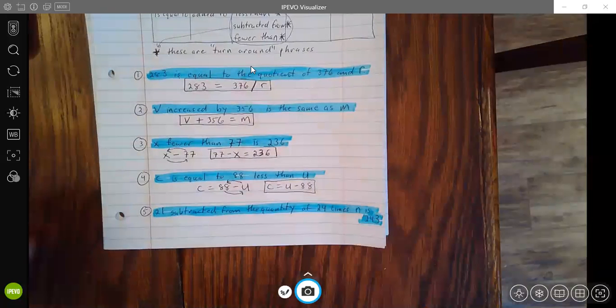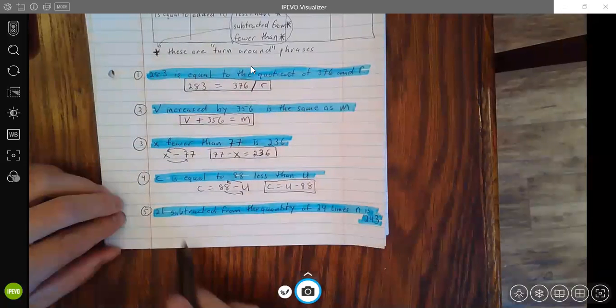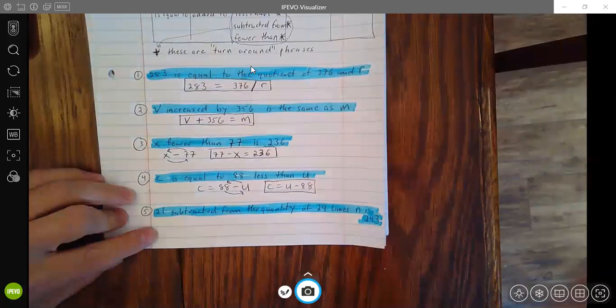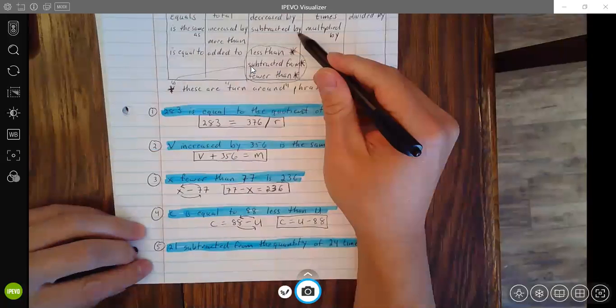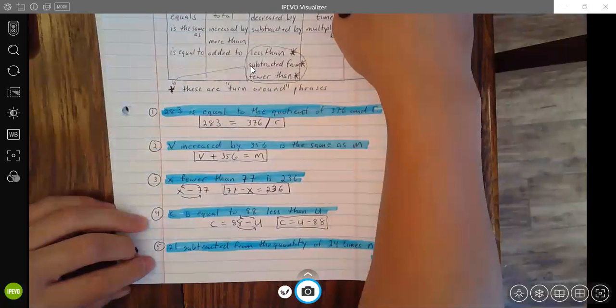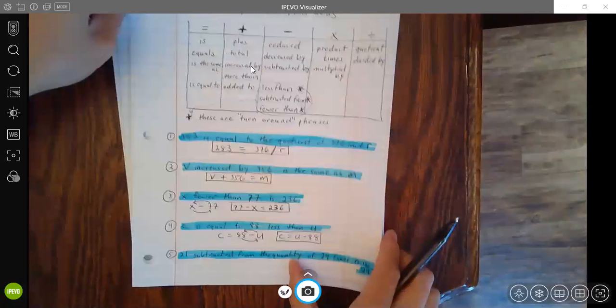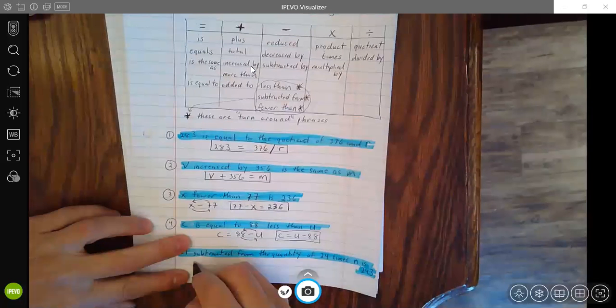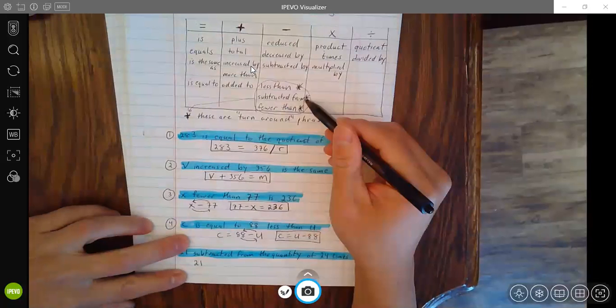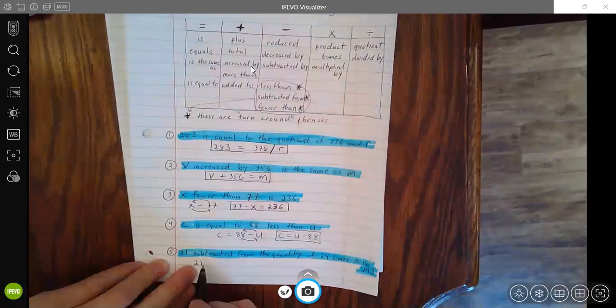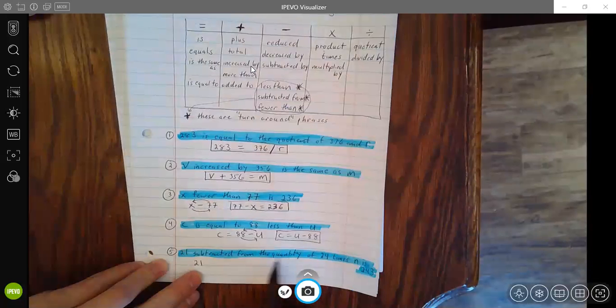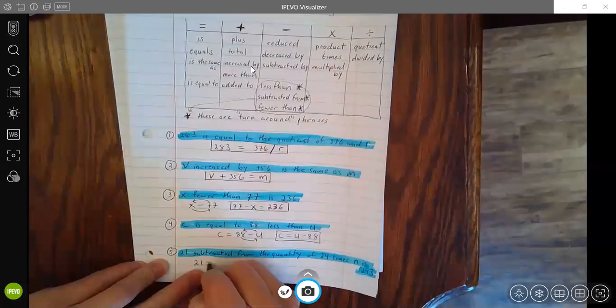All right, so let's do this one. First, put everything in order. 21 subtracted from. It looks like subtracted from, not by, but subtracted from is a subtraction term. So 21 minus, and since it's subtracted from, it's going to be a turnaround phrase. It's one of these three special ones. We'll deal with that in a second. 21 subtracted from the quantity. Quantity just means the value. Subtracted from the quantity of 24 times n. So minus 24 times n.